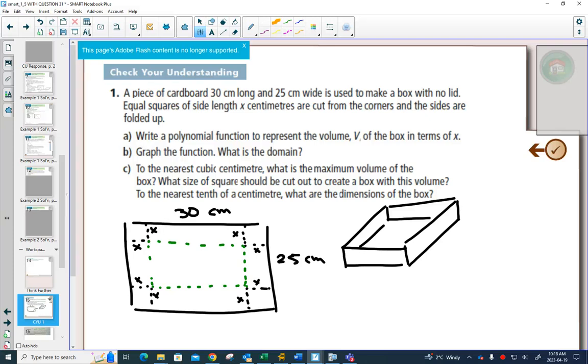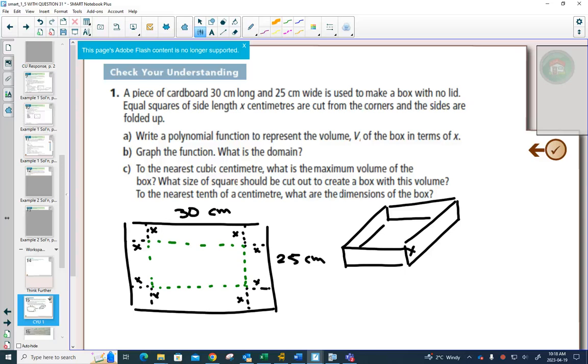The bigger the X you cut, the more material or more cardboard you're throwing away, right? Because when you cut that out, that gets thrown away, and then it gets folded up. But the smaller that X is, the smaller your height is, and if your height's too small, you won't have any volume. So it's kind of counterintuitive. I need height to get a better volume, but the more height that I get, the more cardboard I'm wasting.